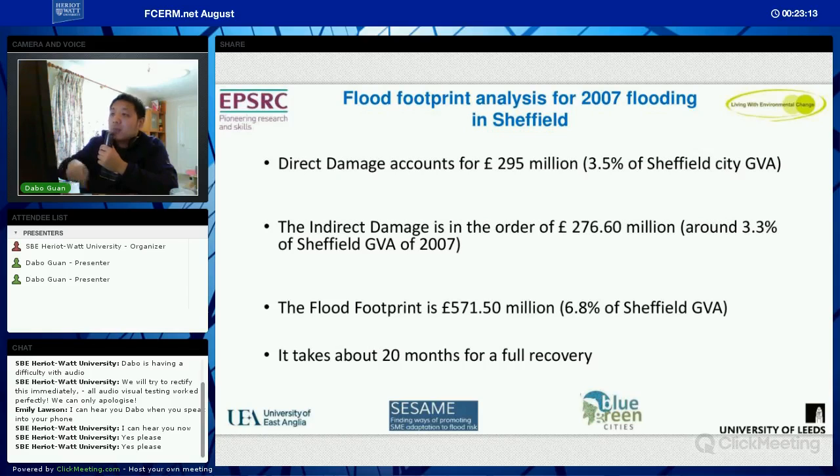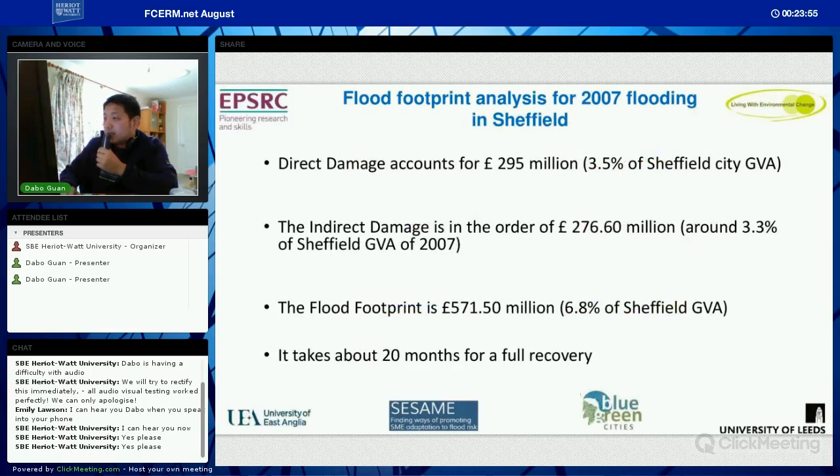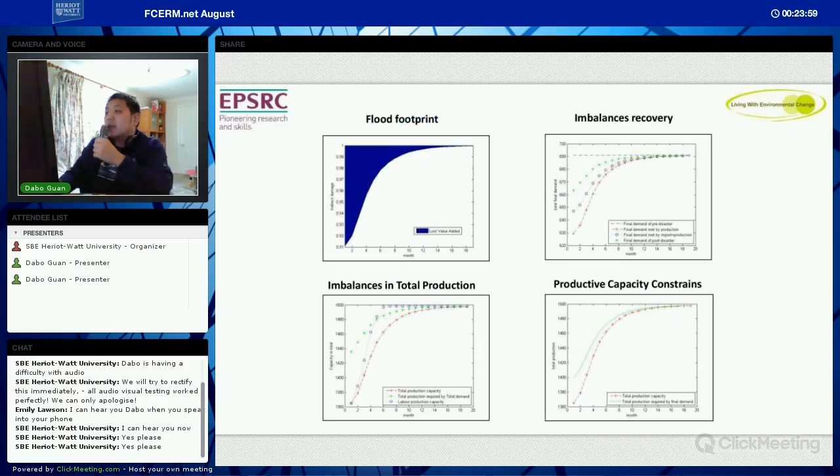so the indirect damage doesn't show so well. And I have to say this is within the boundary of Sheffield, and it doesn't account for the cascading effect outside of Sheffield. We are working on that. It's not finished yet. But looking within the Sheffield city boundaries, the top figure gives you the flood footprint. The marked blue area is the flood footprint for Sheffield city. For the 2007 flooding, it is about 571 million, almost 7% of Sheffield's GVA.